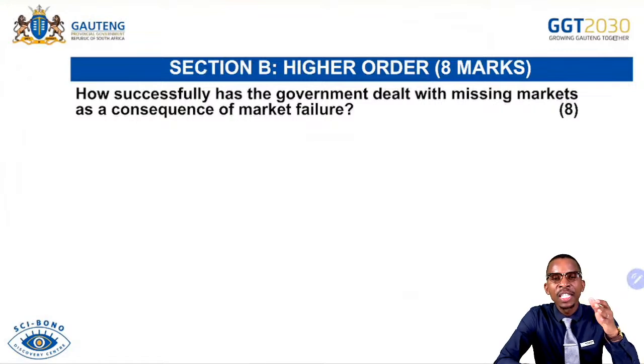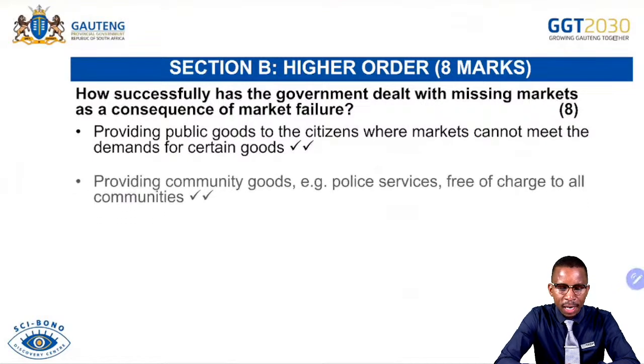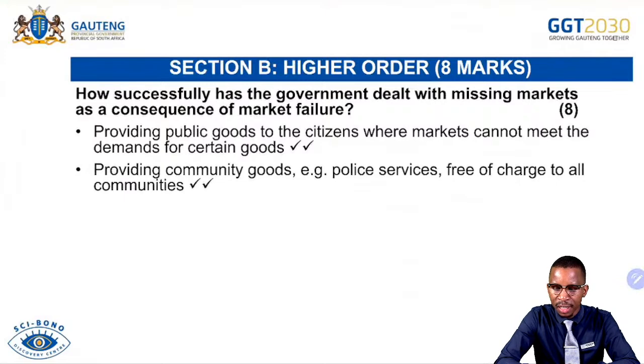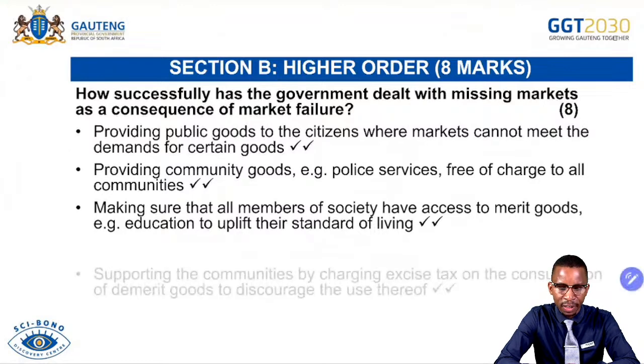The government also intervened through what we call merit goods. The government provides merit goods such as education and training, healthcare, as well as defense to the society because people are not willing to pay for those services, but they are highly desirable for social welfare. Providing public goods to citizens where markets cannot meet the demand for certain goods. Providing community goods, e.g. police services free of charge to all communities. Making sure that all members of the society have access to merit goods, e.g. education to uplift their standard of living.